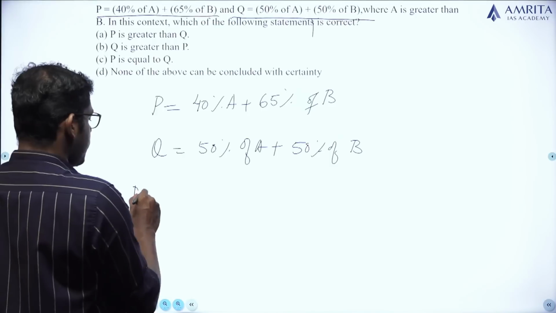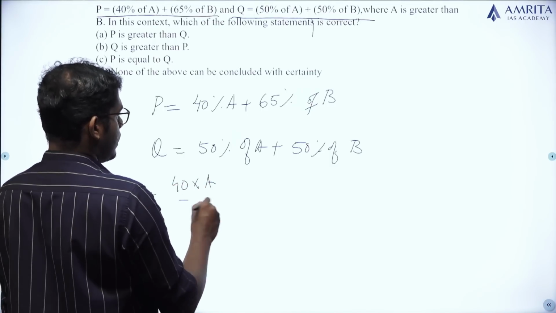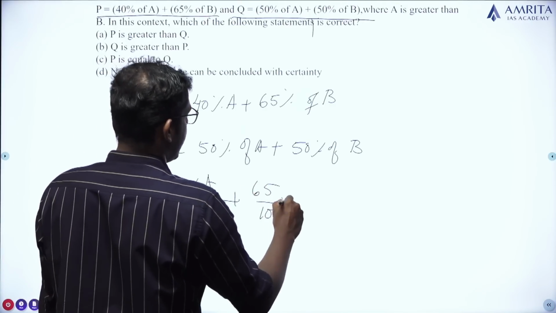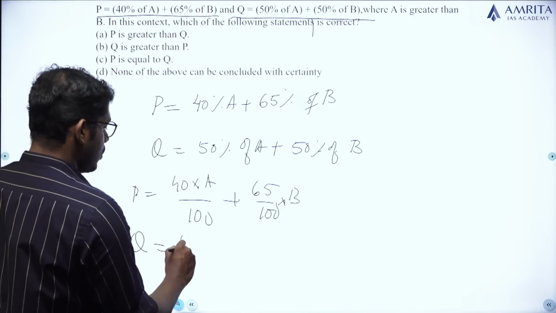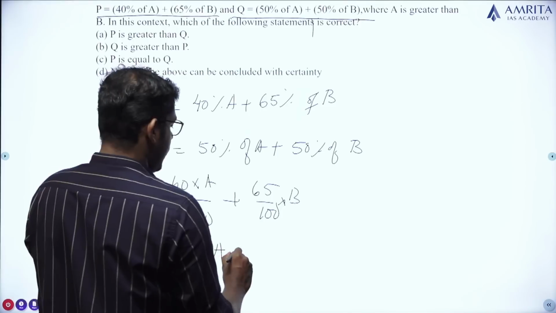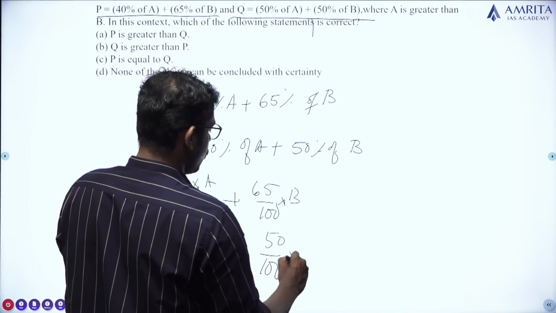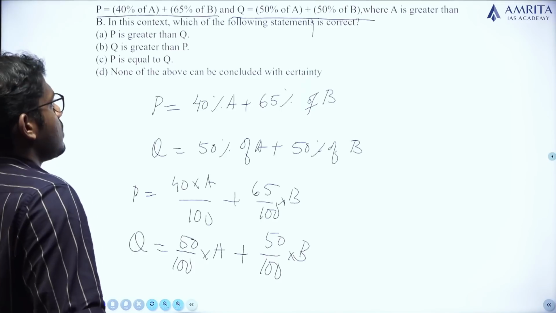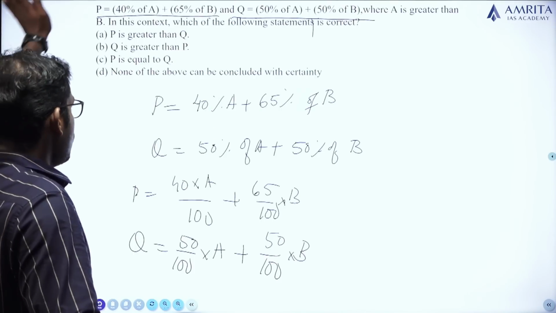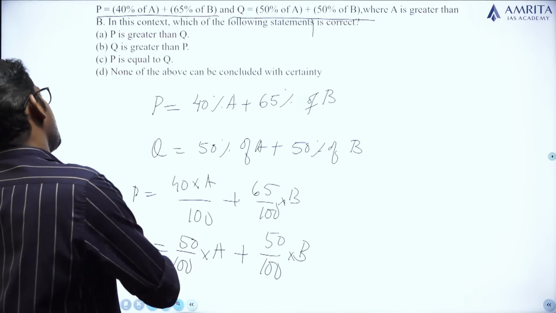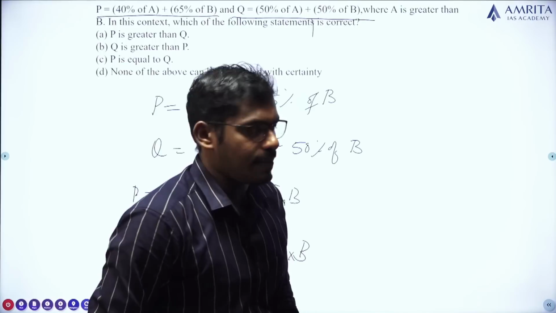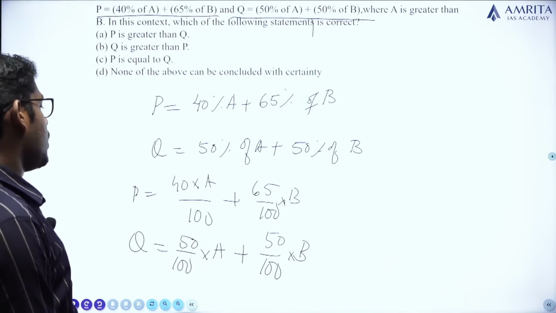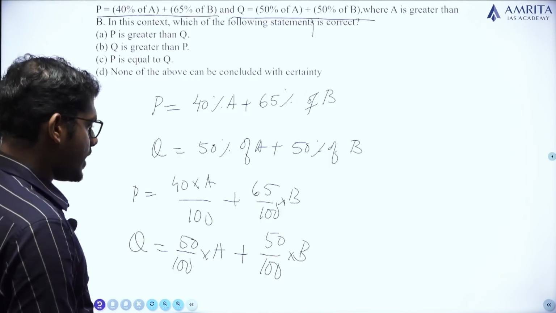So P can be written as 40 into A divided by 100, 40% is 40 by 100, plus 65 divided by 100 into B. Q is equal to 50 by 100 into A plus 50 by 100 into B. So the options are: P is greater than Q, Q is greater than P, P is equal to Q, or none of the above can be concluded with certainty. Can we say P is greater than Q, or Q is greater than P, or P and Q are equal?